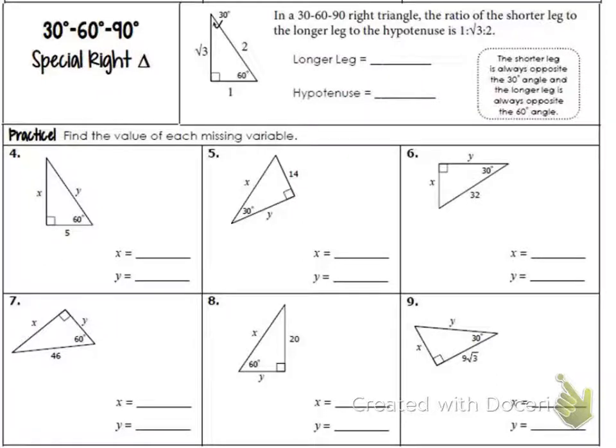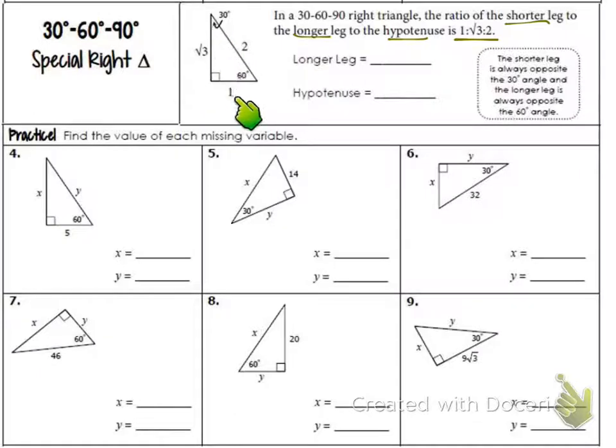In a 30, 60, 90 special right triangle, there's an important ratio as we go from the shorter leg to the longer leg to the hypotenuse. And that ratio is 1, root 3, and 2. If we can remember this ratio in this similar triangle, we can then apply it to any 30, 60, 90 triangle. Key thing is that things go in the right place.